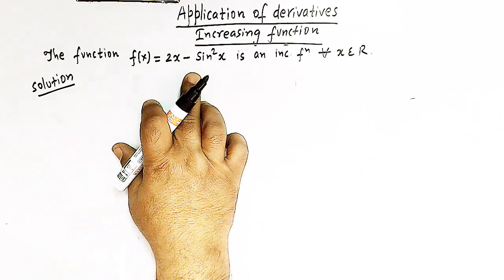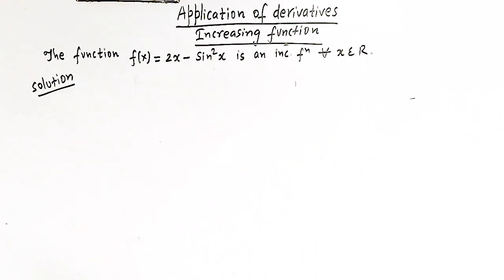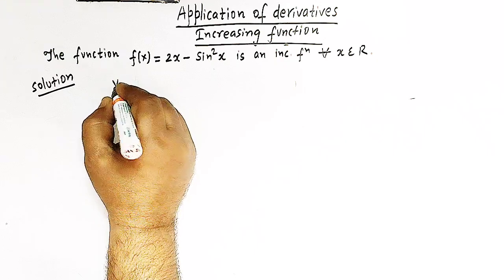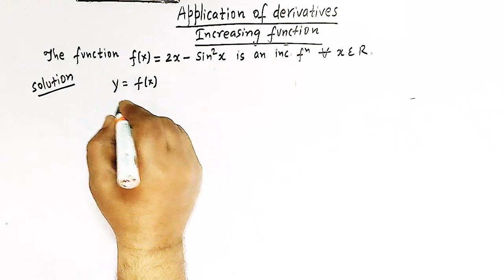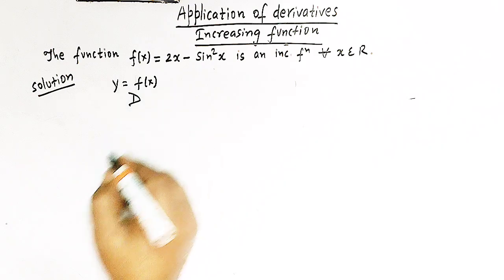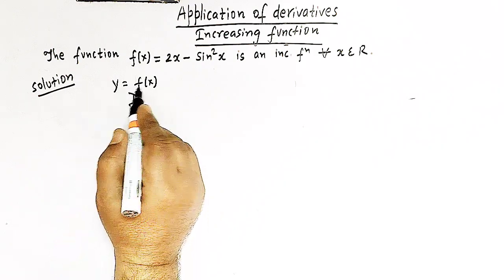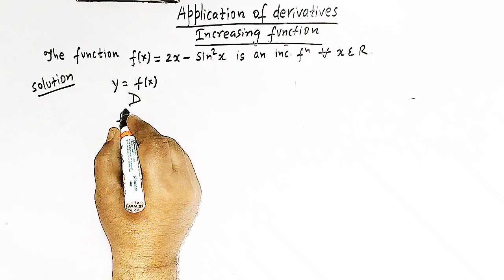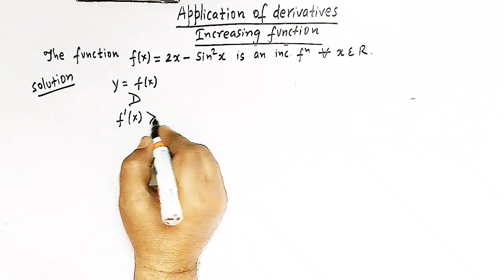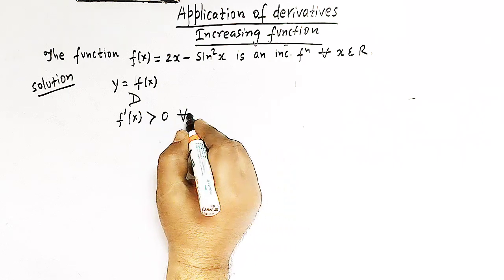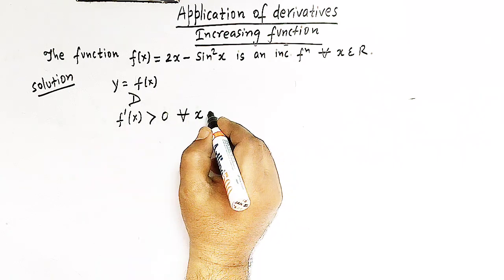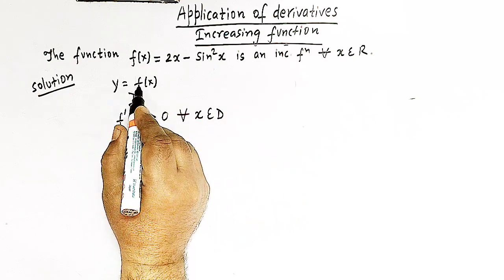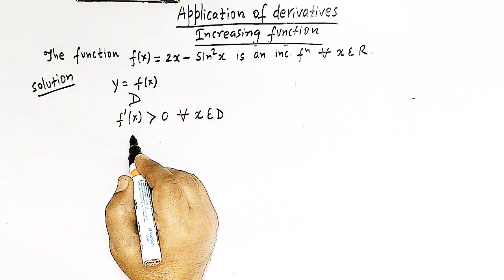So now to prove that this function is an increasing function, let us quickly see the definition of an increasing function in terms of derivatives. Suppose we have a function, say y is equal to f of x, which is defined in some domain D. Now, if the derivative of this function, that is f prime of x, is greater than 0 for all values of x belonging to the domain, then the function is said to be an increasing function.